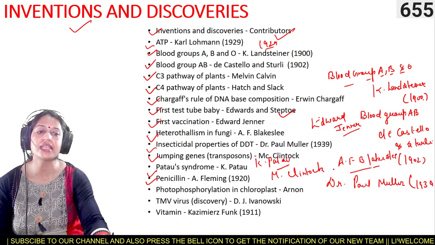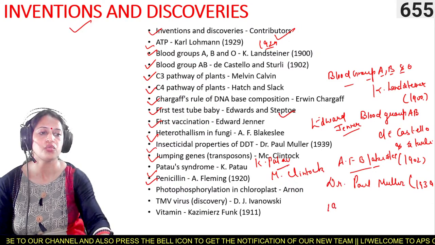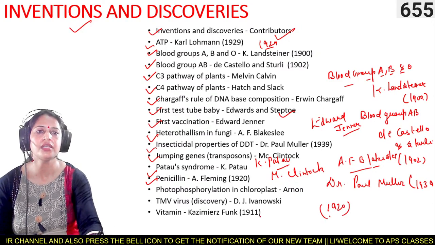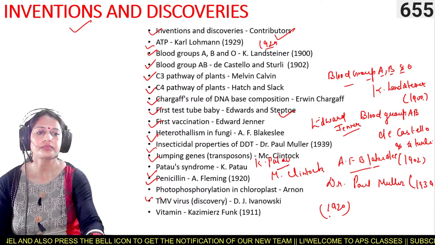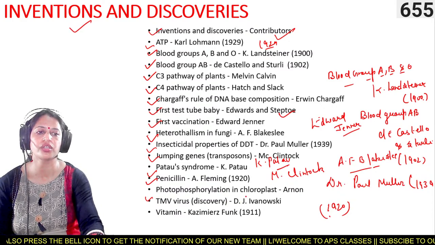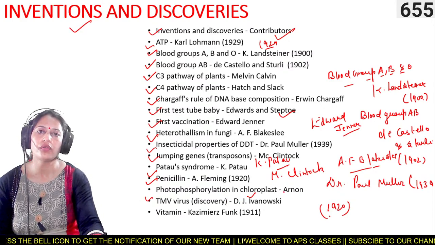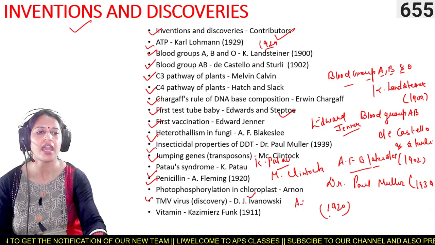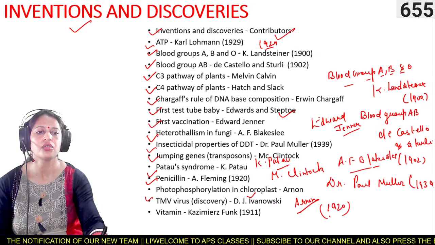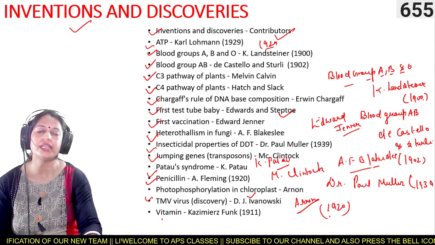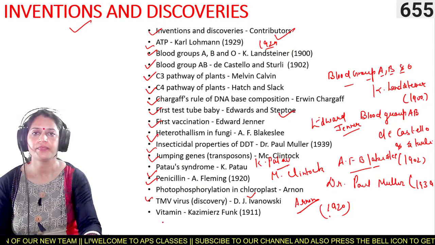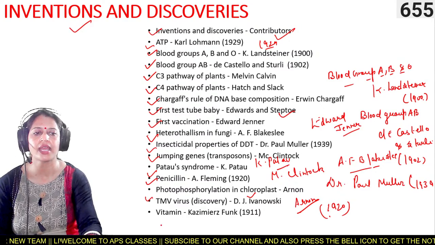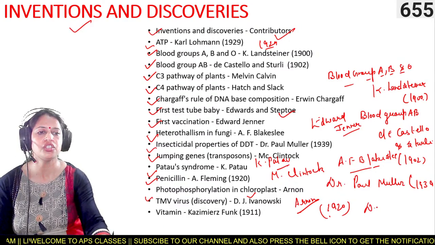Penicillin, that is Fleming in 1929. Next is photophosphorylation in chloroplast, and the discoverer is Arnon. Next is TMV, tobacco mosaic virus, and the discoverer is D.J. Ivanovsky.